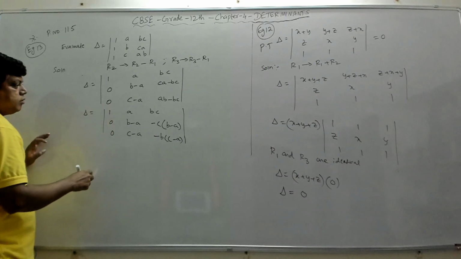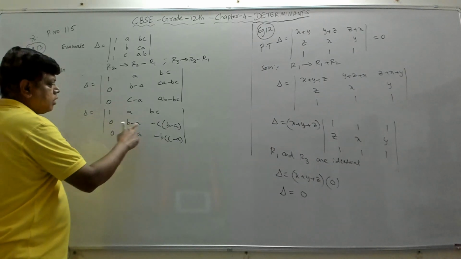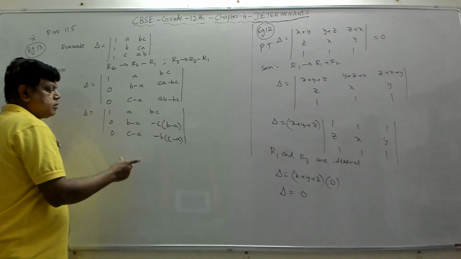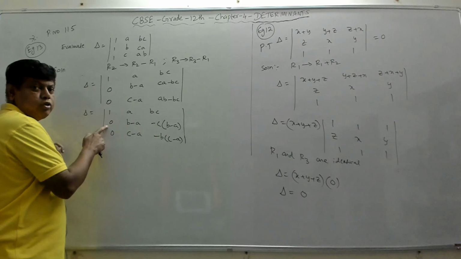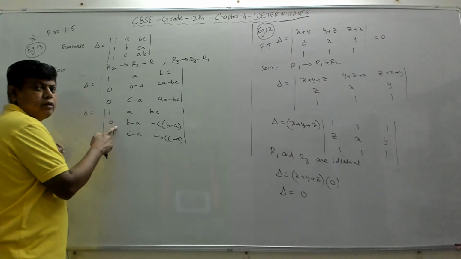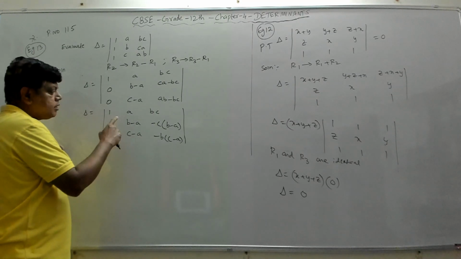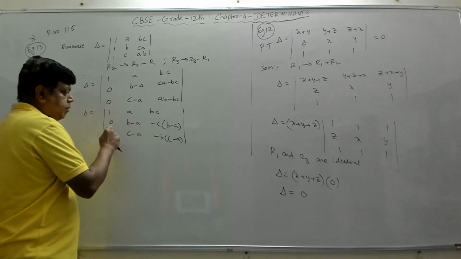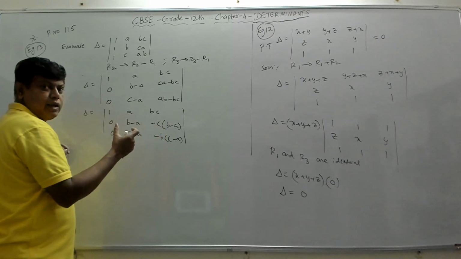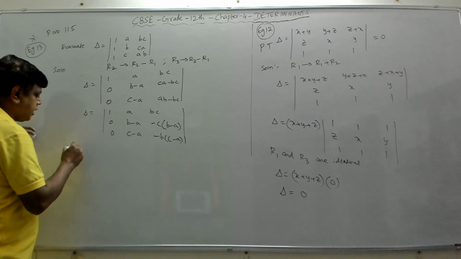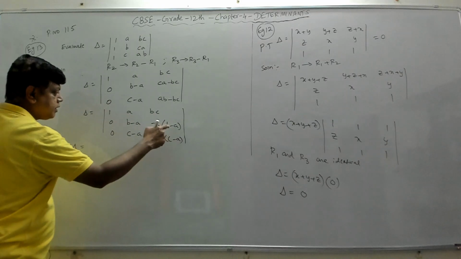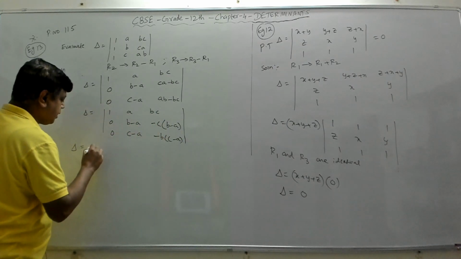Now if you observe, the second row has B minus A in each element, because this has B minus A, this also has B minus A, even this has B minus A, because 0 can be written as 0 into B minus A. If a particular row or column has a number common, that number can be taken out of the determinant. So I can take B minus A out of the second row.